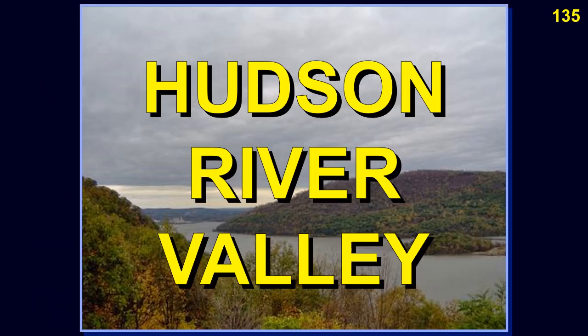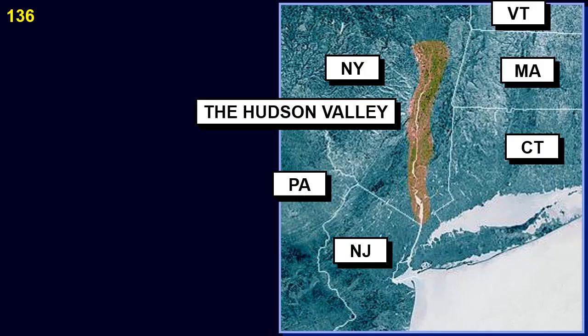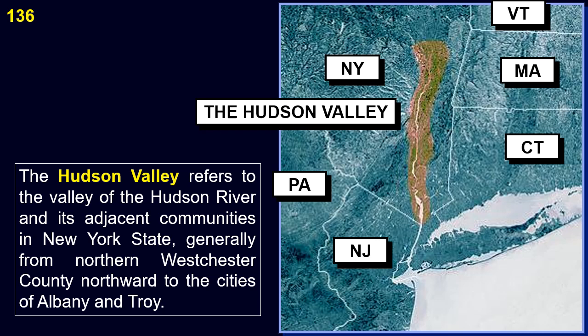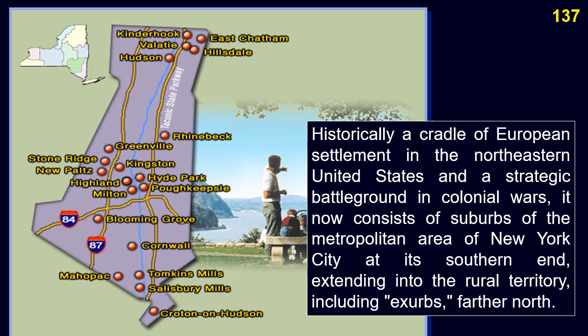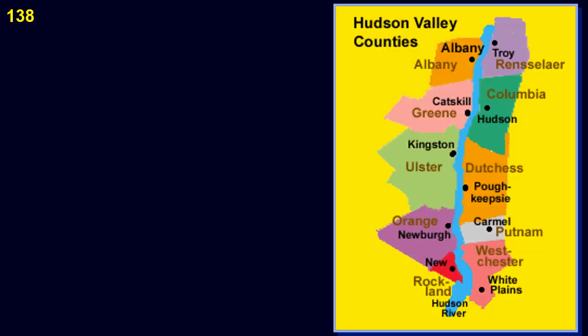Chapter 9. The Hudson River Valley. The Hudson Valley refers to the valley of the Hudson River and its adjacent communities in New York State, generally from northern Westchester County northward to the cities of Albany and Troy. Historically a cradle of European settlement in the northeastern United States and a strategic battleground in colonial wars, it now consists of suburbs of the metropolitan area of New York City at its southern end, extending into rural territory, including exurbs farther north. This shows the counties of the Hudson Valley.